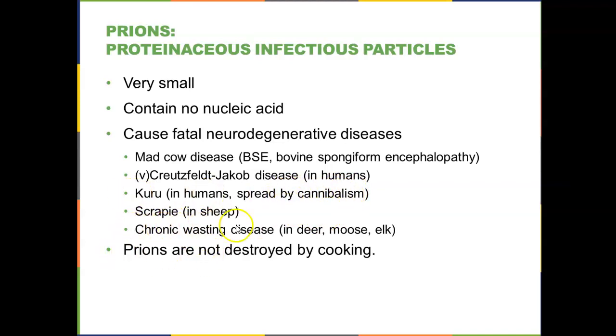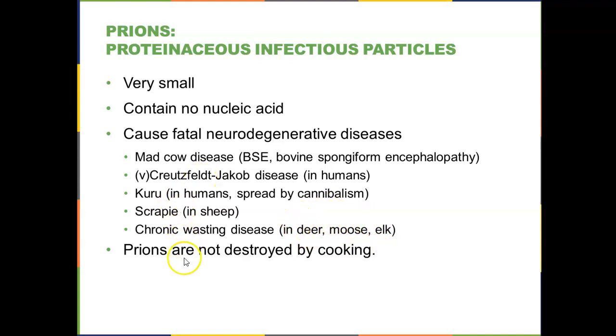And then there's a more recently discovered one, in the last few decades, chronic wasting disease, that we see in a number of different animals, including deer, and elk and moose, which are just very, very big deer. These are all really closely related species right here.